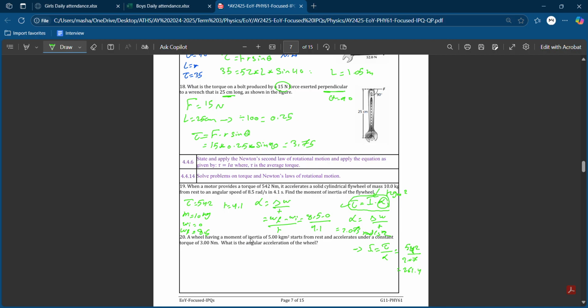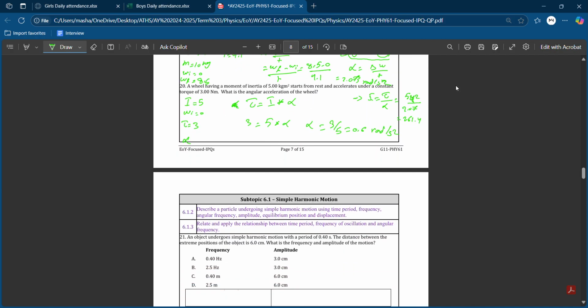A flywheel having a moment of inertia, so we have I equal to 5, starts from rest, omega initial 0, and accelerates under a constant torque equal to 3 Newton meters. What is the angular acceleration? So it needs alpha. From torque equals inertia multiplied by acceleration, torque equals 3, inertia 5 multiplied by acceleration, so acceleration equals 3 over 5, which is 0.6 radians per second squared. And that's it for this part.